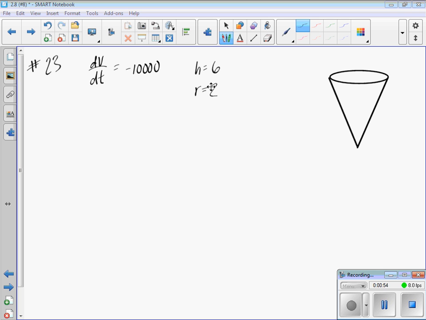What do you notice? Some are meters, some are centimeters. So let's switch these meters to centimeters. So 6 meters is how many centimeters? 600. So let's just switch those. And so the radius will be 200.